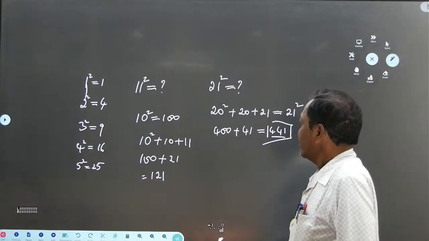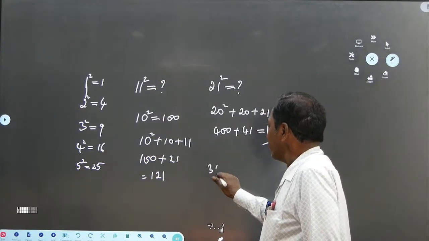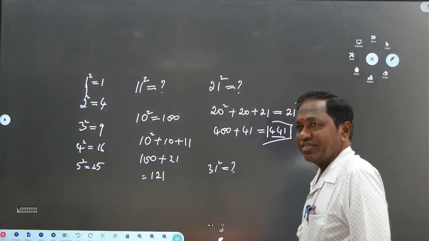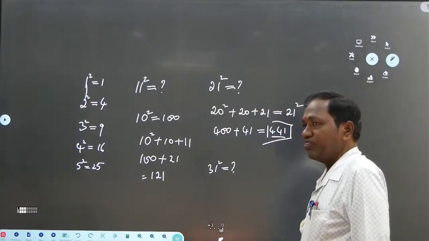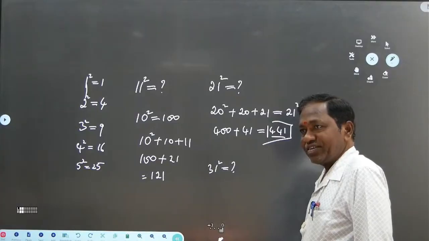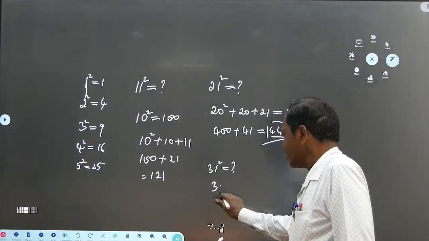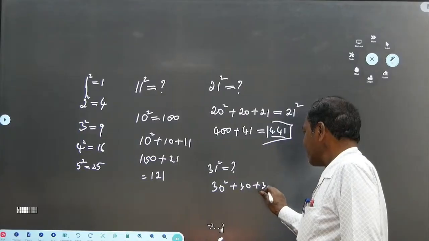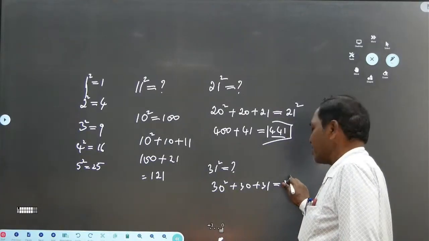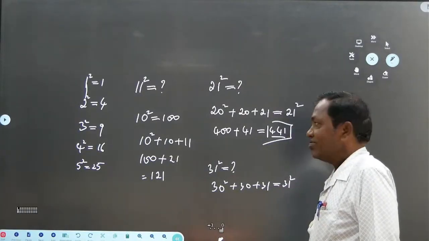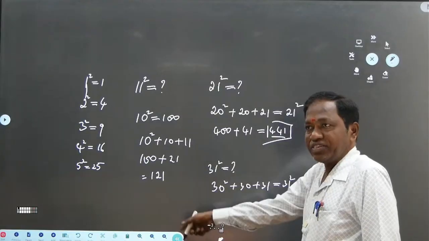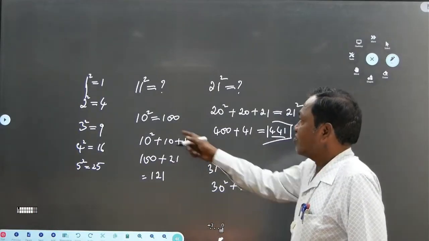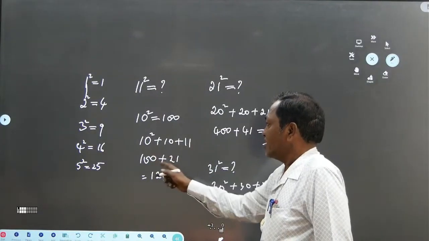Like, for example, say we wanted to know 31 square. What is the process for this? 30 square plus 30 plus 31, you will get 31 square. So instead of writing such a lengthy process, you can cut it short.